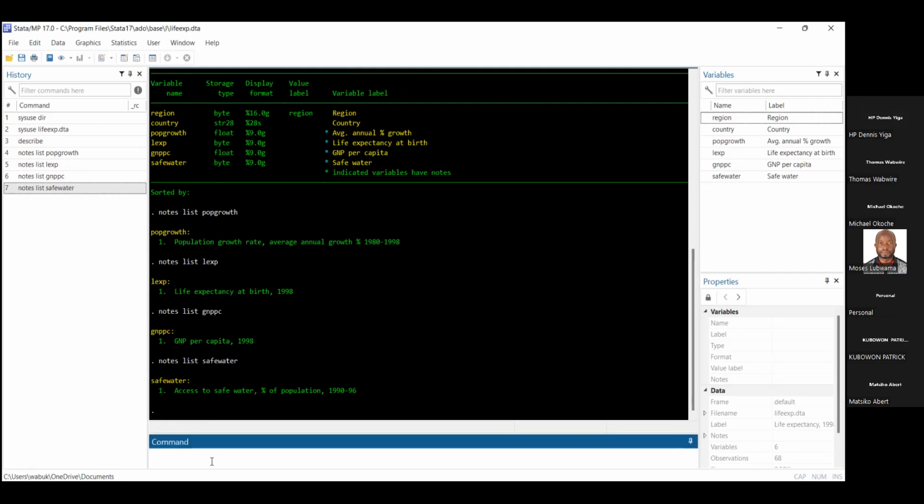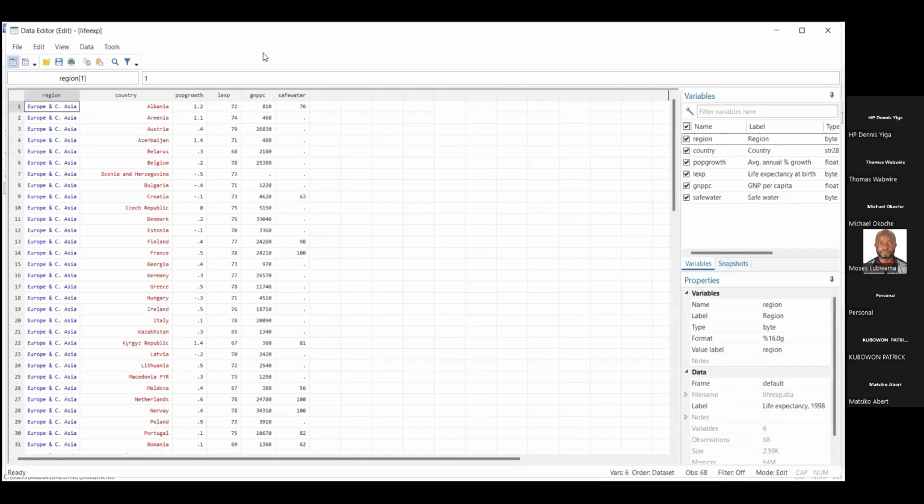You can also come here and click editor to see the data. I don't know if you can see this window. Joseph, can you see that window? We are seeing it, the one with a kind of spreadsheet.